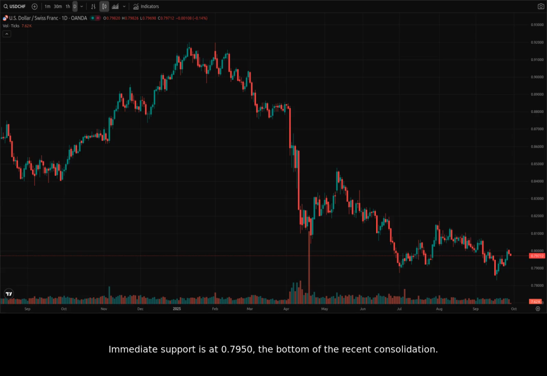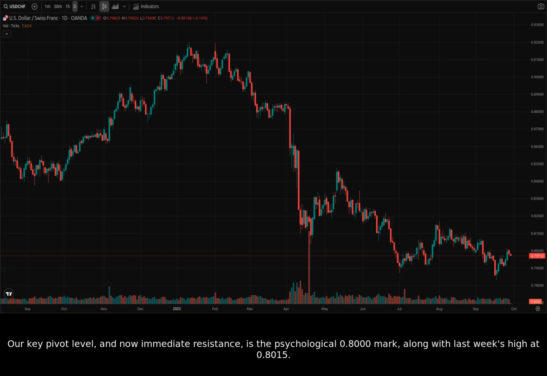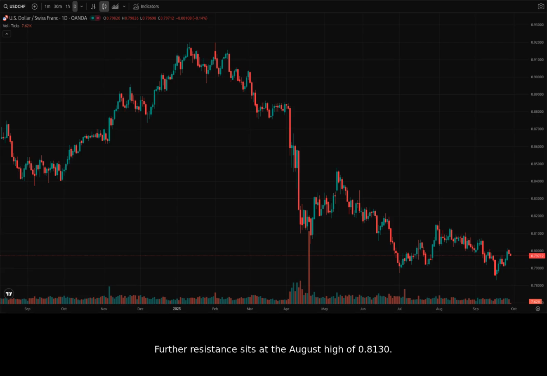So, to recap the key levels you need to have on your own charts. Immediate support is at 0.7950, the bottom of the recent consolidation. Major support is the multi-month low around 0.7900. Our key pivot level and now immediate resistance is the psychological 0.8000 mark, along with last week's high at 0.8015. Further resistance sits at the August high of 0.8130.